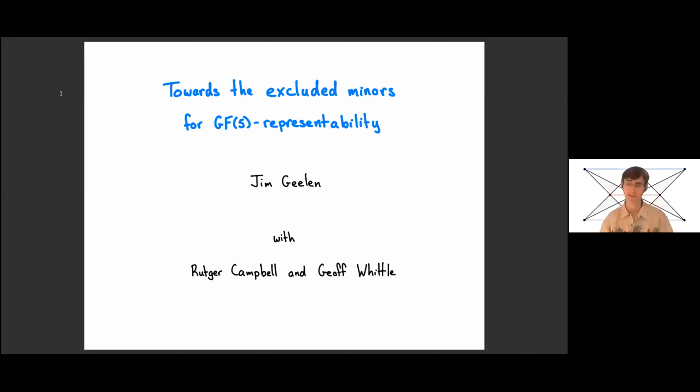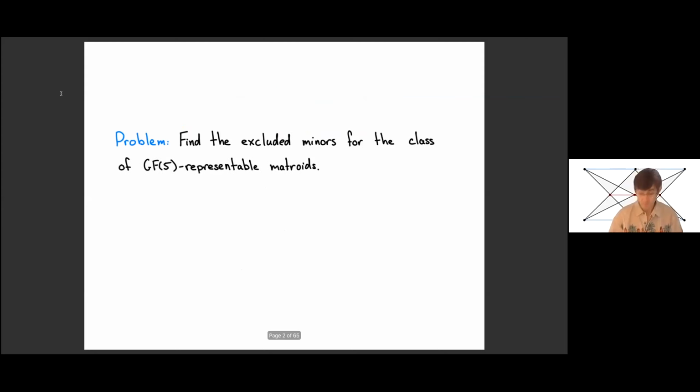in Louisiana, and I put out what I call a call to arms for people to work on the excluded minors, GF5 representability. And Rutger and Jeff both stepped forward to work on it. Since then, Dylan has joined us, and I believe Matt Croker will also join us. So the problem is just to find the set of excluded minors for the class of GF5 representable matroids.